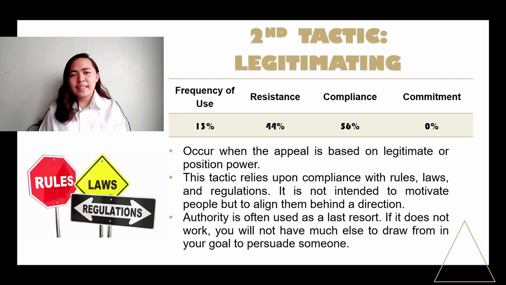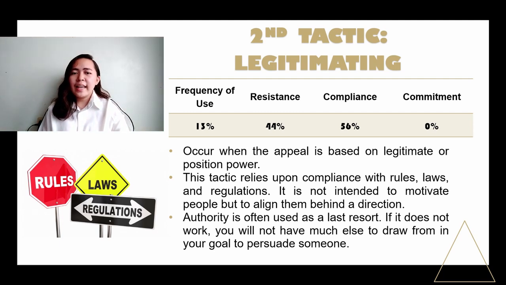The second tactic is legitimating. This is more likely to result in resistance or compliance than in commitment. It occurs when the appeal is based on legitimate or position power. So with legitimating tactics, an agent seeks to establish the legitimacy of a request by claiming the authority to make it, or by verifying that it is consistent with the organization's policies, rules, or traditions.